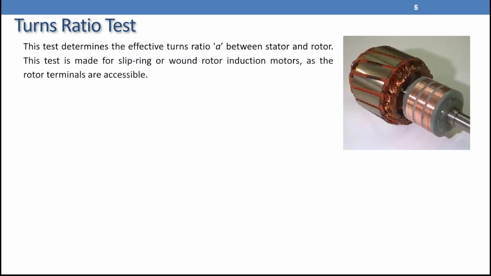Turner's ratio test. In this test, we are going to determine the Turner's ratio or the effective Turner's ratio between the stator and rotor winding. For a machine like slip ring induction motor, we have three-phase winding in the stator and three-phase winding in the rotor. So the stator has impedance R stator and X stator, and the rotor has R rotor and X rotor. We want to make a referring from the rotor to the stator side to solve the approximate or exact equivalent circuit. So we need to know what the Turner's ratio is. This machine is accessible from the rotor side, so we can know the value for the Turner's ratio or the effective Turner's ratio.